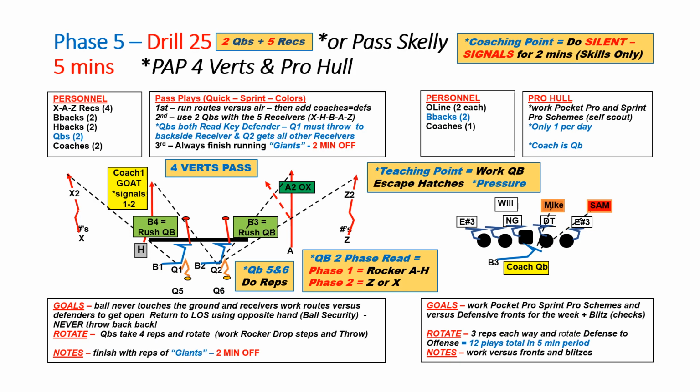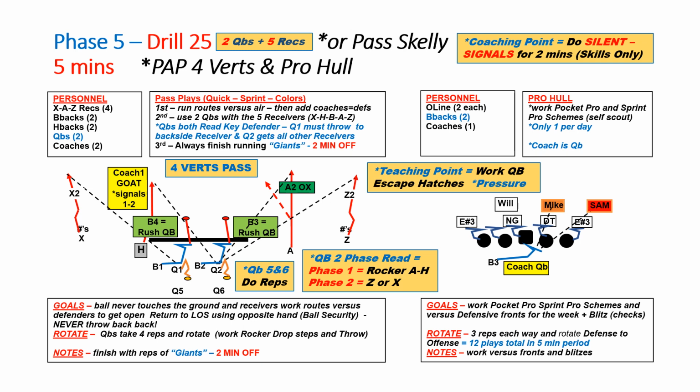Phase 5 is introducing our pocket pass game, where we do a drill 25, which you can progress to a pass Skelly. Drill 25 is 2 quarterbacks going with the 5 skilled people, getting full field reads and throws to both sides. One of the things we like to do here is use our extra quarterbacks as rushers and or behind the set, doing the footwork and the reads with their eyes, working feet and eyes decision making.